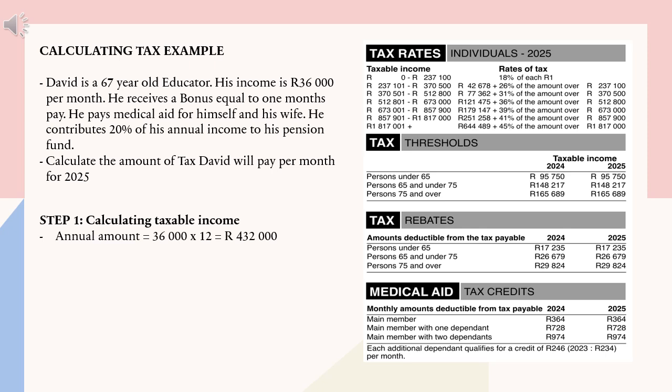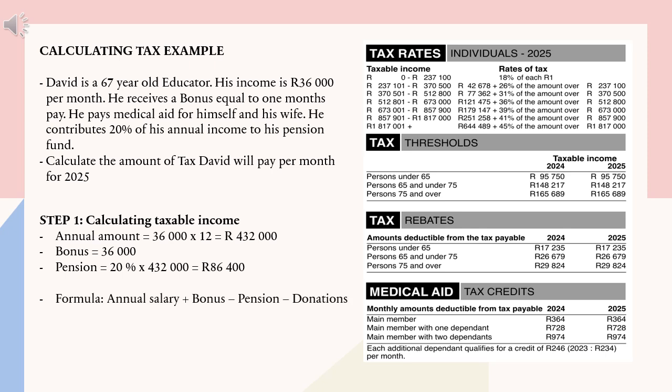Next we need his bonus amount. The scenario said it is equal to 1 month's pay, so that is 36,000. Next is the pension amount, which is 20% of his annual income. The calculation is as follows: 20% times 432,000 is equal to 86,400 Rand. To calculate his taxable income, we will use the formula, so 432,000, annual amount, plus 36,000, bonus, minus 86,400 is equal to 381,600 Rand.